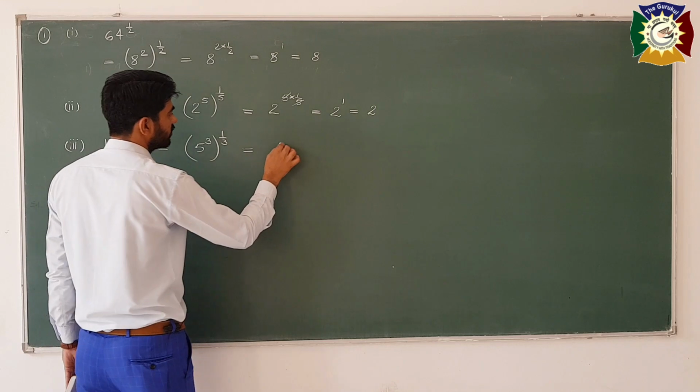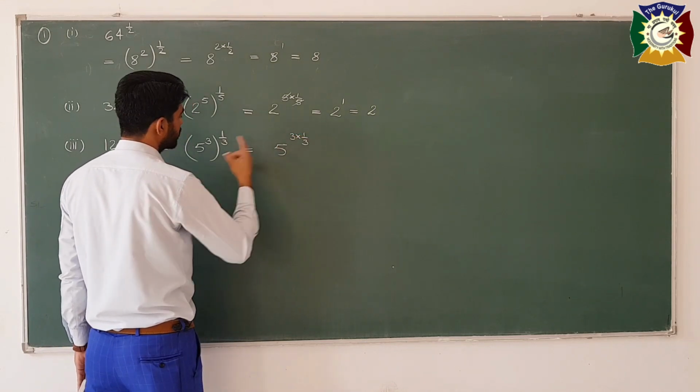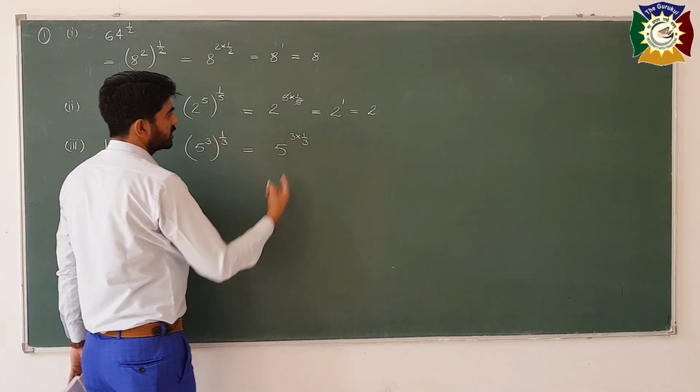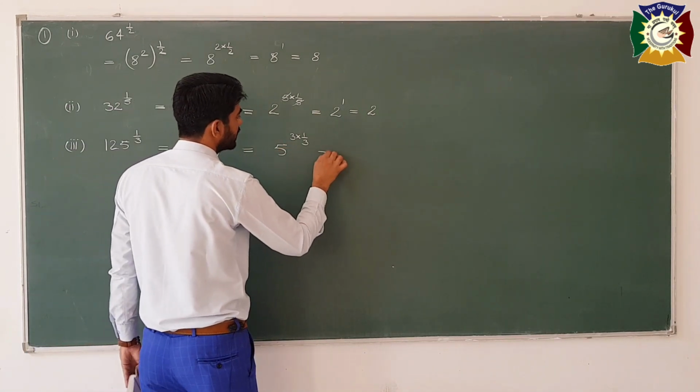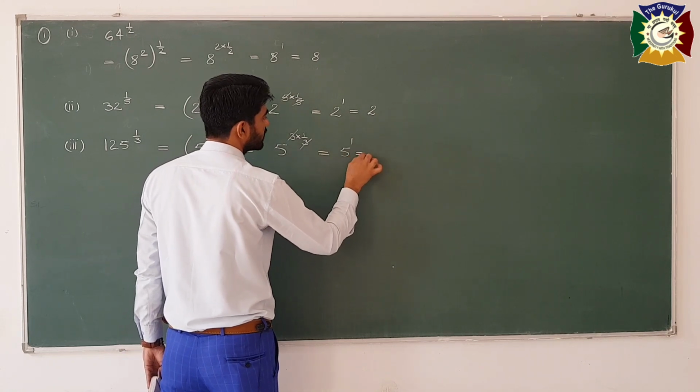So it is equal to 5 to the power 3 multiply 1 by 3, because power to the power, the powers will get multiplied. Then the 3 will get cancelled, 5 to the power 1, which is equal to 5.